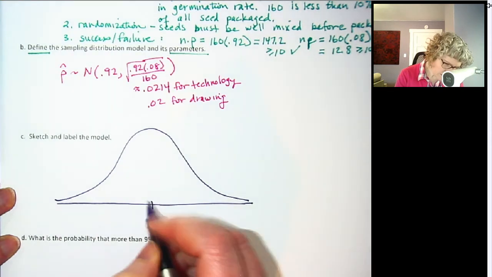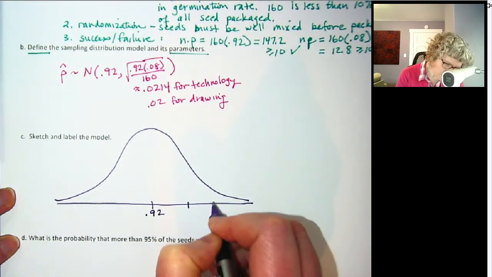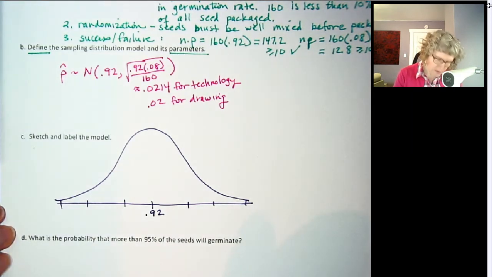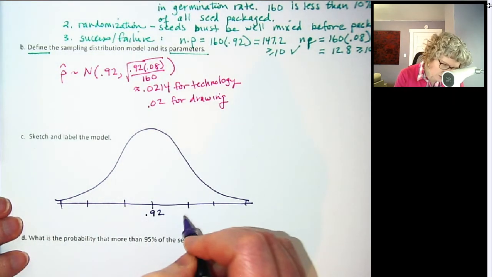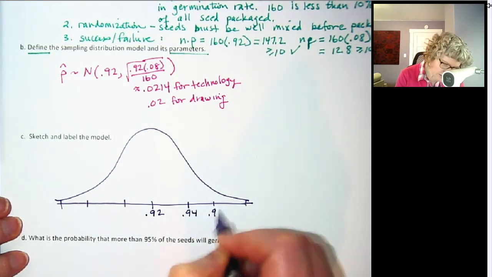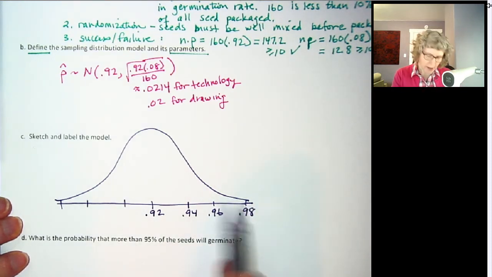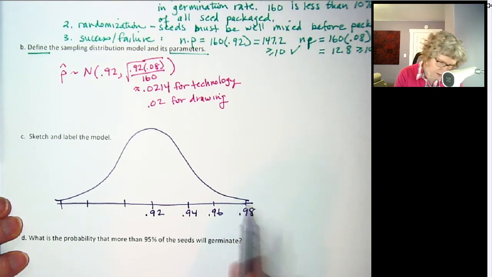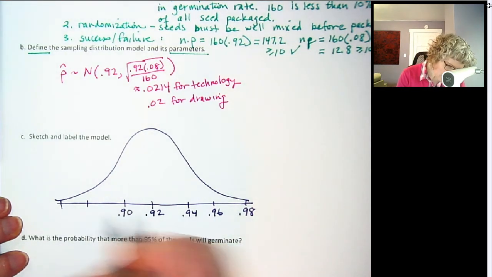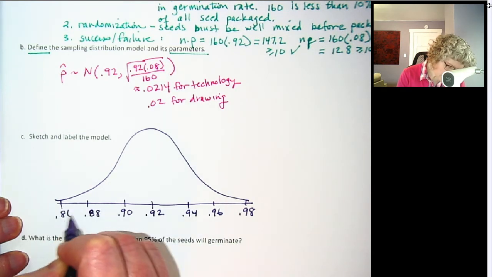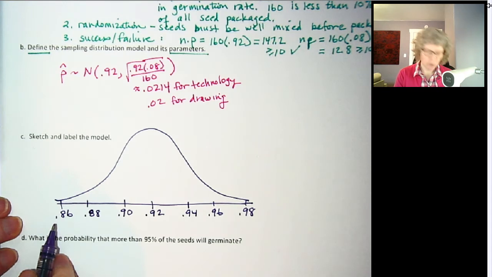Okay, our center is 0.92, 1, 2, 3, 1, 2, 3. And this is 2%, so this is a little wider. The other one we had was only 1%. So 92, 94, 96, 98. So what that says is on the high side, some packets might have a 98% germination rate. 90, 88, 86, but on the low side, some packets would have an 86% germination rate.